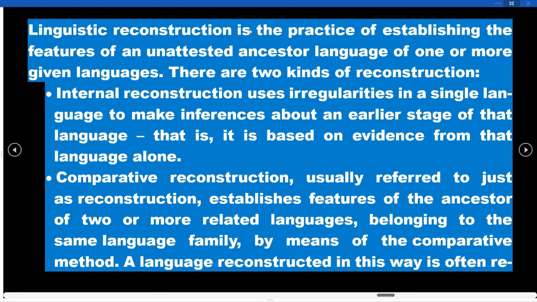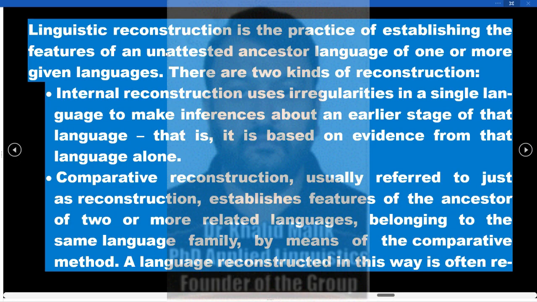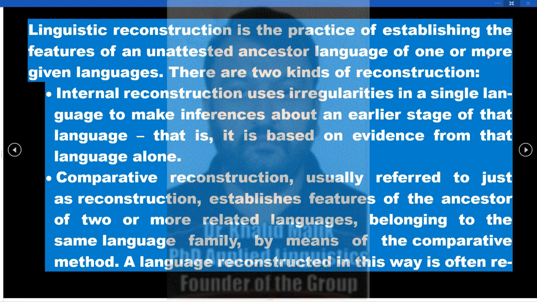Linguistic reconstruction is the practice of establishing the features of an unattested ancestor language of one or more given languages. There are two kinds of reconstruction. Internal reconstruction uses irregularities in a single language to make inferences about an earlier stage of that language. That is, it is based on evidence from that language alone.